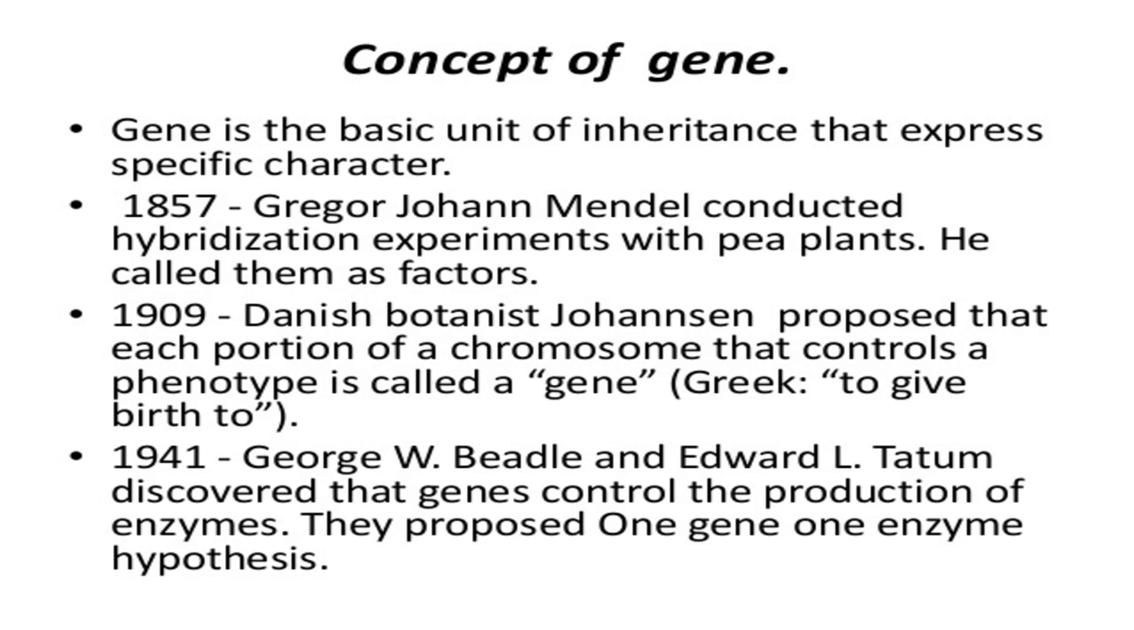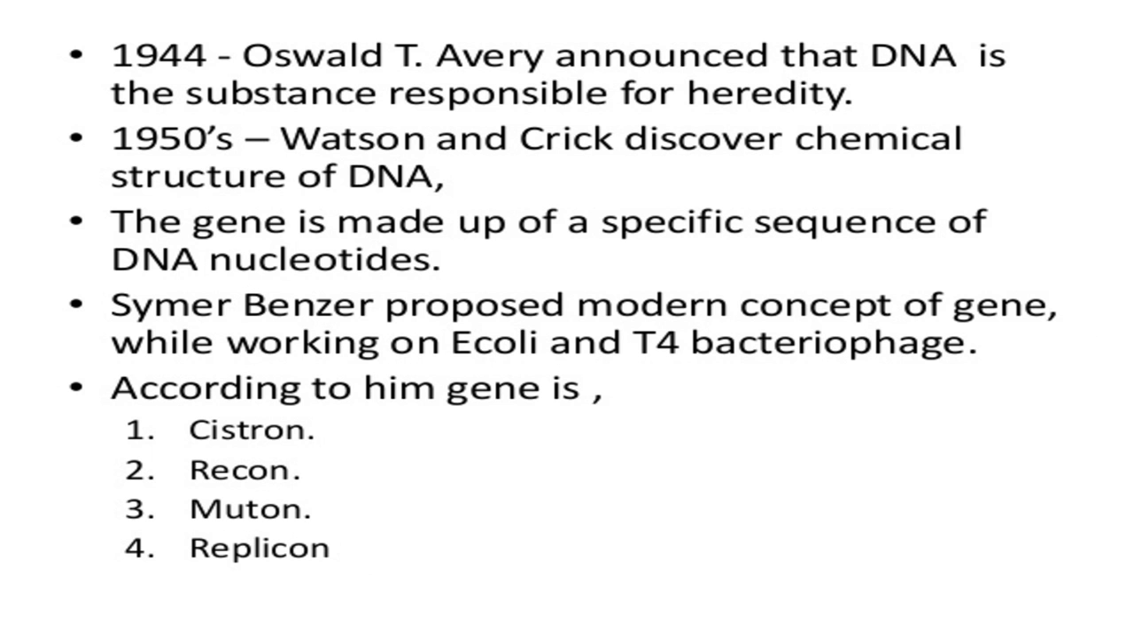The gene is the basic unit of inheritance that expresses a specific character. In 1857, Gregor John Mendel conducted the hybridization experiment with the pea plant. He called them factors. In 1909, the Danish botanist Johannsen proposed that the phenotype is controlled by the gene. And in 1941, George W. Beadle and Edward L. Tatum discovered that the gene controlled the production of enzymes. They proposed the one gene, one enzyme hypothesis.